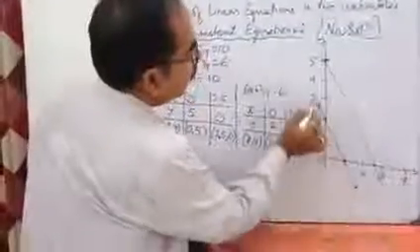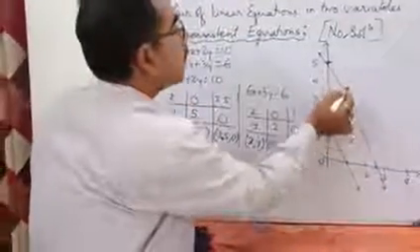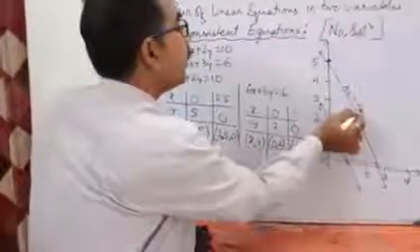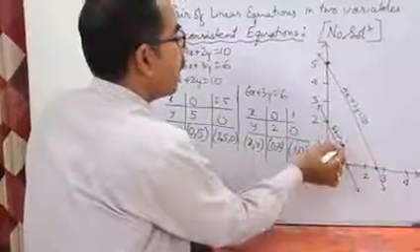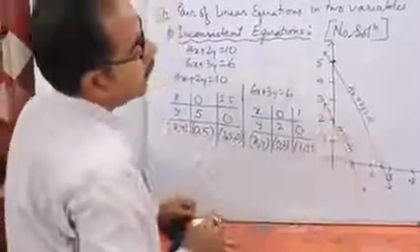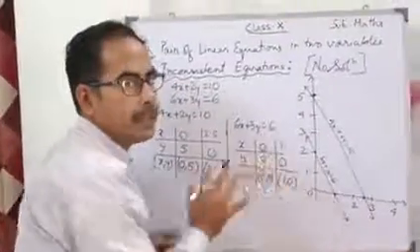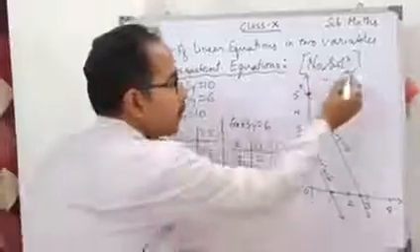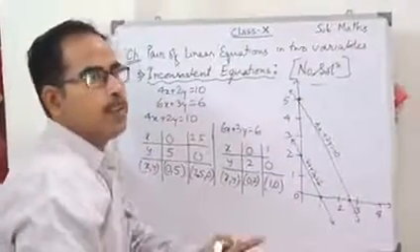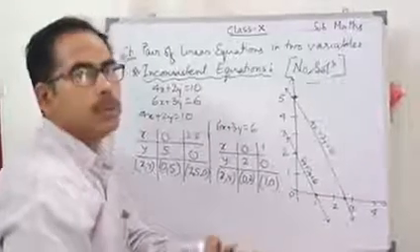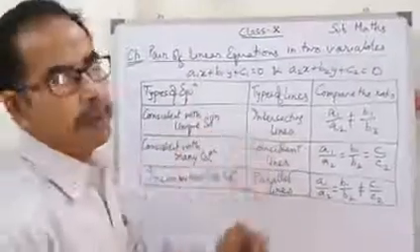Look here. Both the lines: this is the first one, 4x plus 2y equal to 10, and this is the second one, 6x plus 3y equal to 6. Both the lines are parallel. That means they never meet each other. That's why there will be no solution. If the two lines never intersect each other, we will not get a common point. So no solution. I hope it is clear.